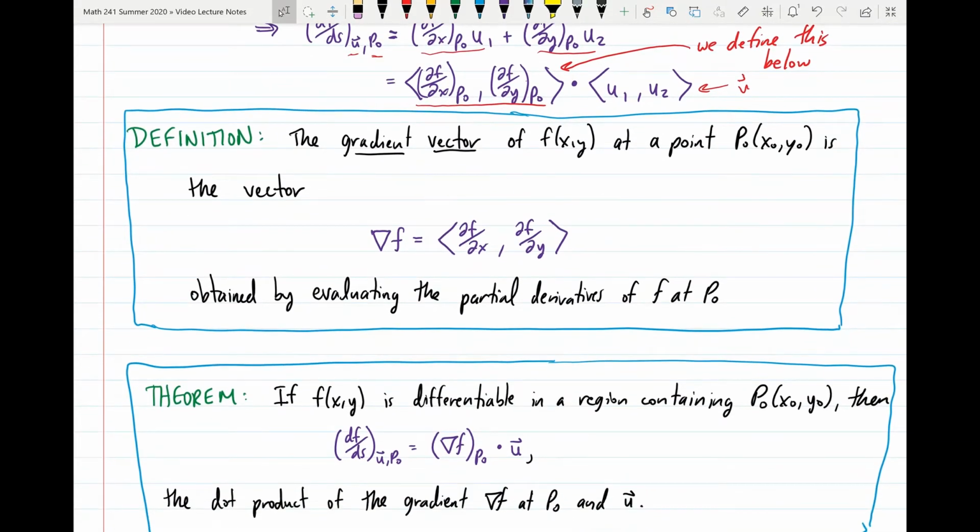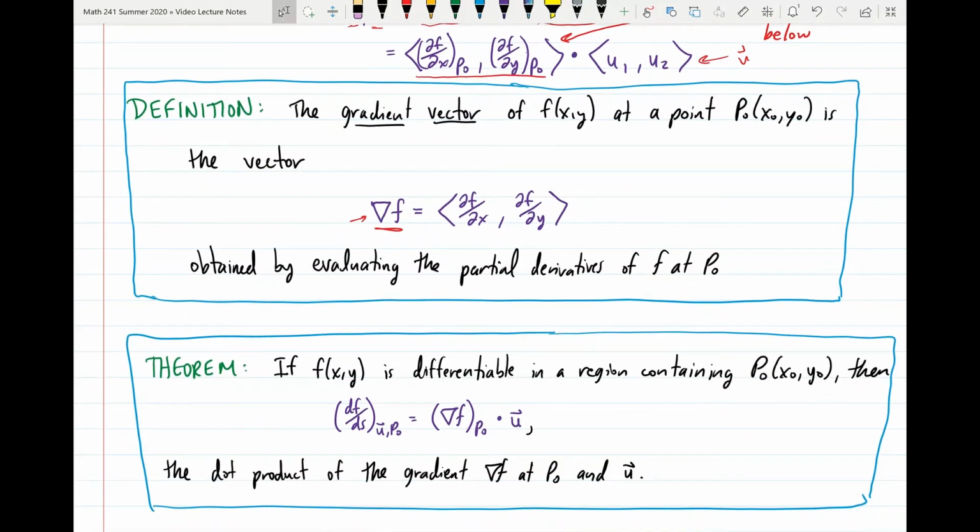So here's our definition. The gradient vector of f of x y at a point p naught is the vector, and you can call this the gradient of f. You could also call it del f, because this symbol here is del, and it's going to equal the vector where in the x component we have the partial derivative of f with respect to x, and in the y component we have the partial derivative of f with respect to y.